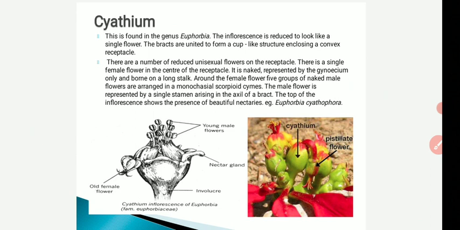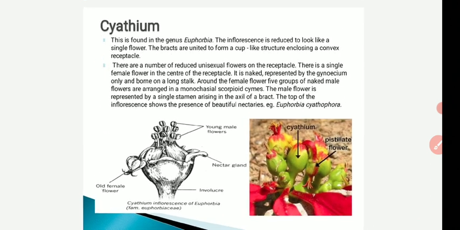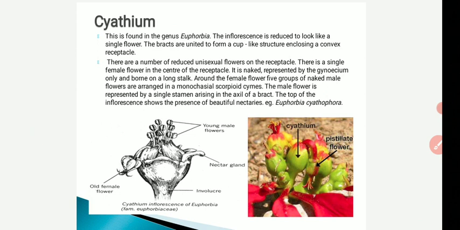family Euphorbiaceae. So this is the diagrammatic representation of cyathium type of inflorescence, in which a single female flower is present at the center, surrounded by male flowers having single stamens, and the nectar gland is present on the involucre. So this is the example of cyathium type of inflorescence. Look here, at the apex are young male flowers. On the involucre there is a nectar gland and one female flower is there.